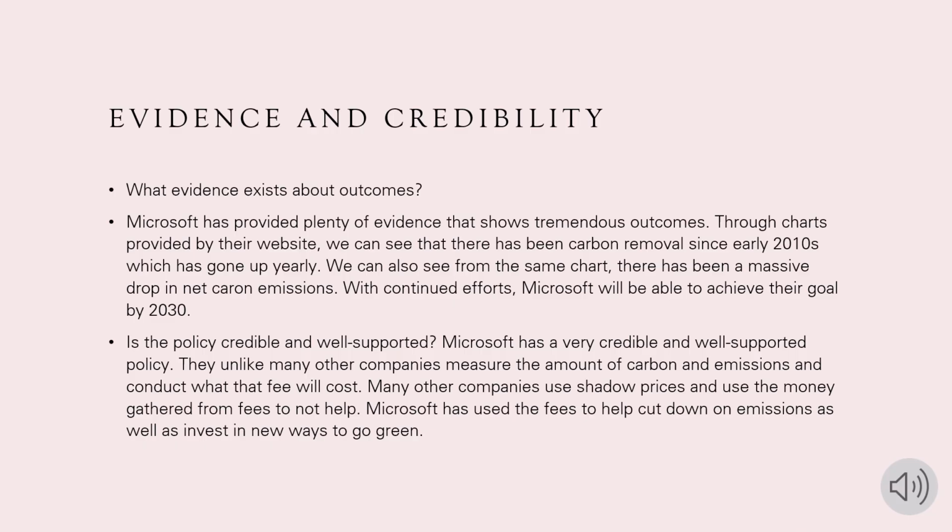Microsoft has provided plenty of evidence that shows tremendous outcomes through charts provided by their own website. We can see that there has been carbon removal since the 2010s, which has gone up yearly. That means every year it has gone up. We also see from the same chart there has been a massive drop in net carbon emissions, which, with continued efforts, Microsoft will be able to achieve their goal by 2030. We continue to see in the chart that Microsoft has provided that they've been doing a wonderful job. You see that they have the 2030 plan, which hopefully goes well. They've been well on track.